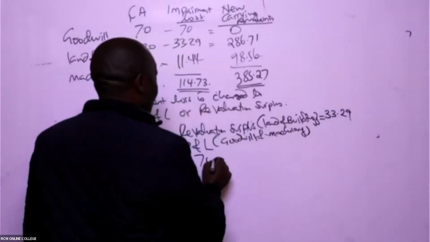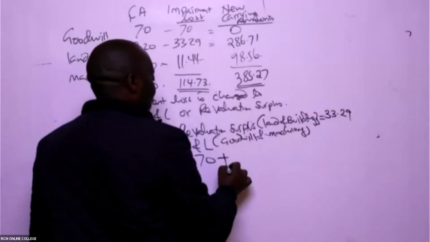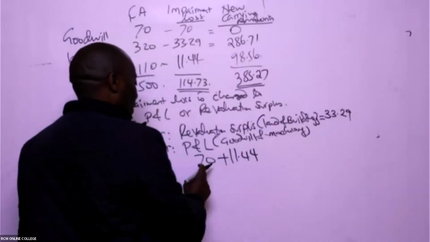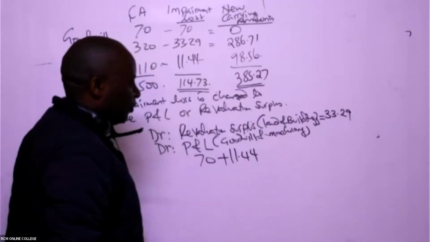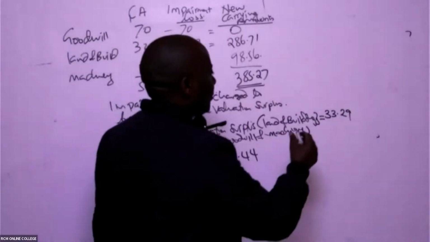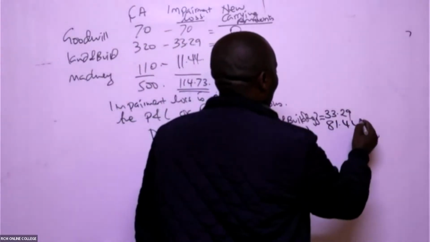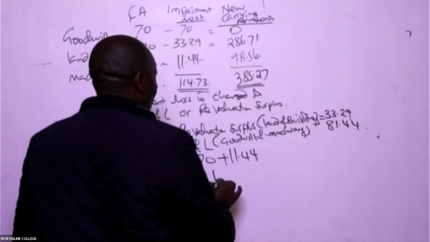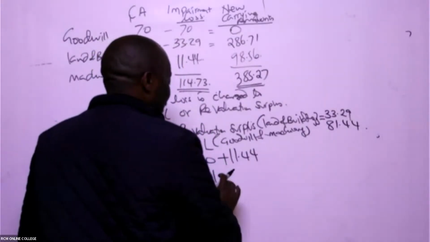So in this case here, this is 70 plus 11.44. Is there somebody who can give me this 70 plus 11.44? This will give me what here? 81.44. And then of course we shall be able to come and credit everything to our property.